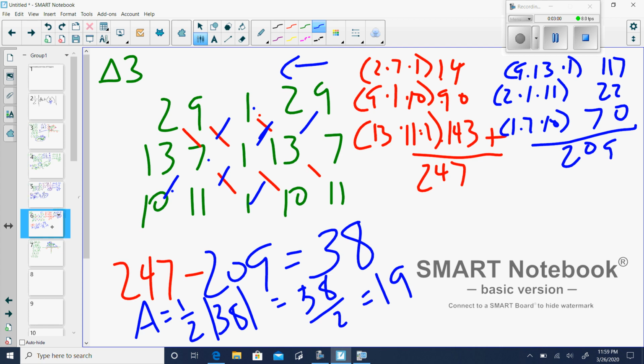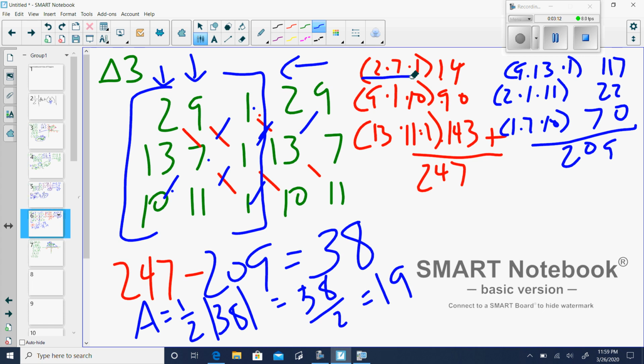So we come in here, we set up our matrix, then we take the first 2 columns and we repeat them. All right, so going from left to right, 2 times 7 times 1 is 14. 9 times 1 times 10 is 90. 1 times 13 times 11 is 143. That gives us a total of 247.